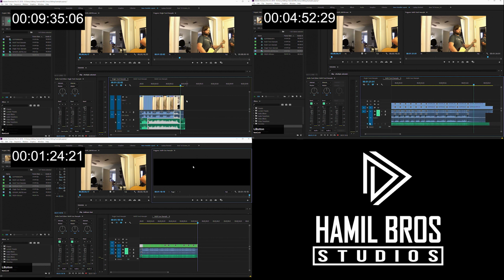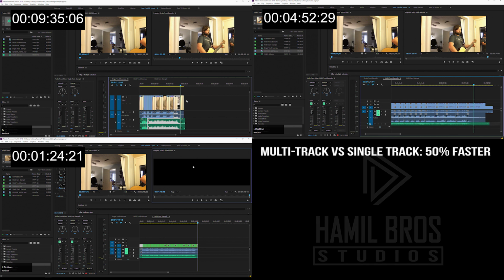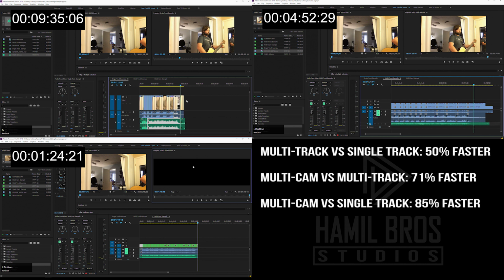So if we break this down, the multi-track was roughly 50% faster than the single track editing, so almost cut my time in half. If we look at the multicam versus the multi-track, the multicam was 71% faster than the multi-track editing. And if we look at the multicam versus the single track, which was the first one versus the last one, that was 85% faster, so a huge, huge spike in efficiency and productivity.